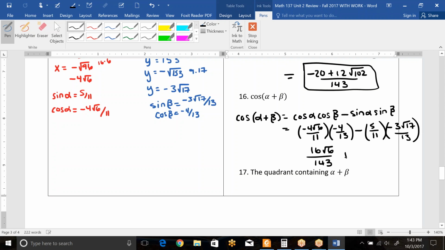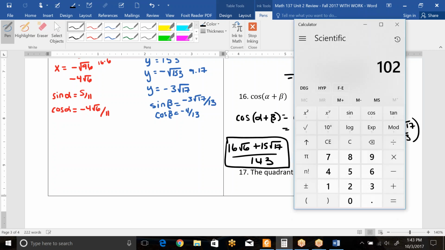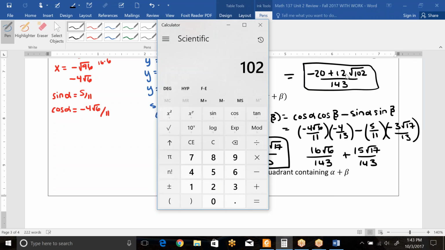Negative times negative will be positive, and this is 15 square root of 17 over 143. So a final answer of 16 square root of 6 plus 15 square root of 17 all over 143. Now, how does this tell us what quadrant we're in? You'll have to go to decimals for the first one because you don't really know just staring at that if that's a positive or a negative fraction overall. I know there's a negative out front, but you're adding it to something.